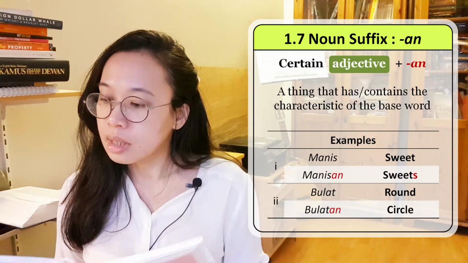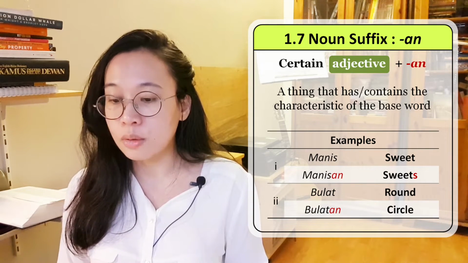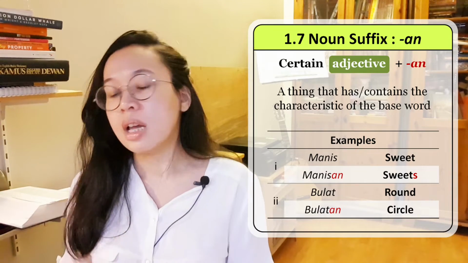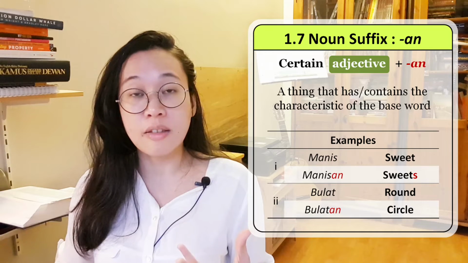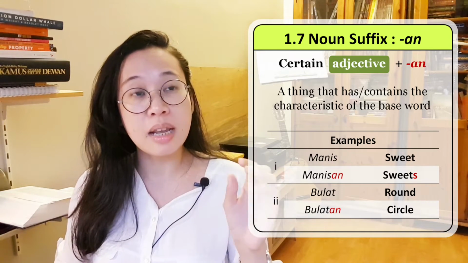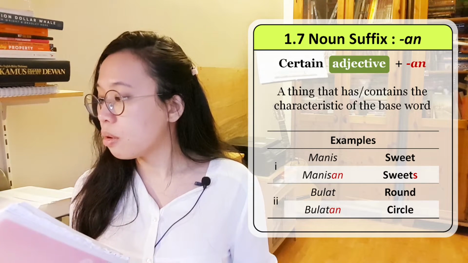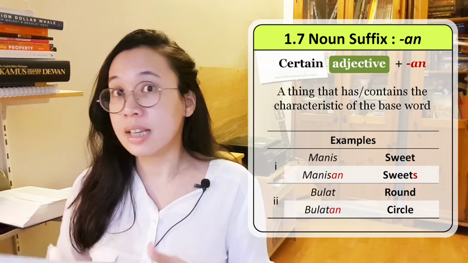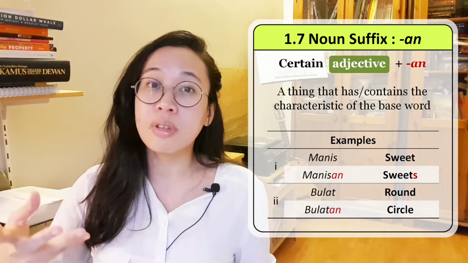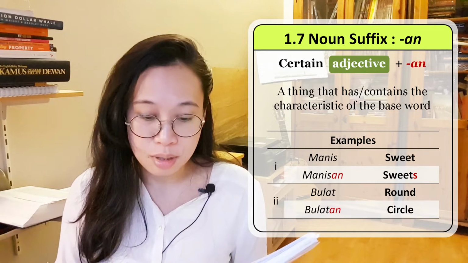Next one, adjective plus an. A thing that has or contains the characteristic of the base word. Like manis. Manis means sweet. It's an adjective, but you put manis plus an, it becomes manisan, which becomes a noun. So manisan means sweets or sweet things. A kind of food that tastes sweet. It contains the meaning of the base word.